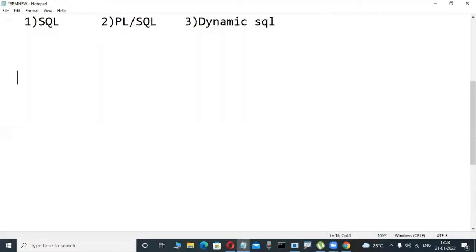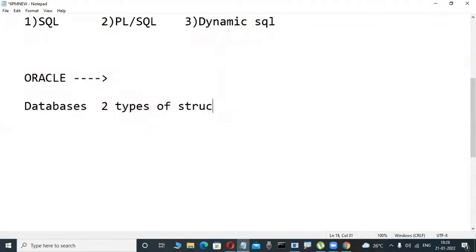Actually, these relational databases are there: Oracle, SQL Server, DB2. These are relational databases. But unfortunately, these databases have two types of structures. You must be familiar with this before we start our courses. Observe it here, two types of structures are there. Don't write it, just observe it here.